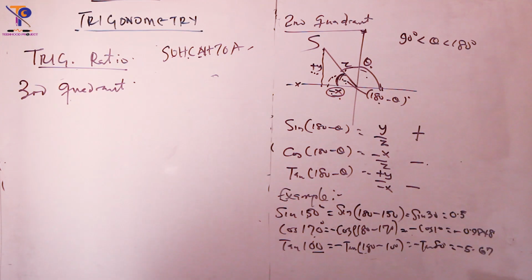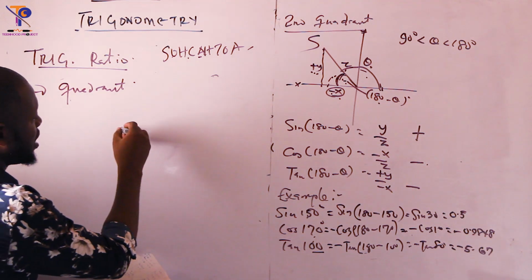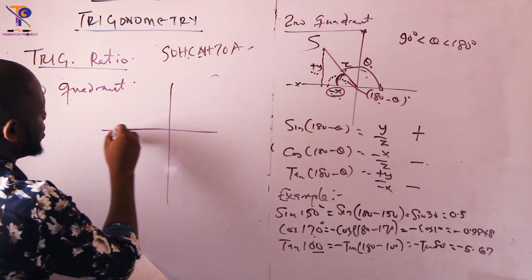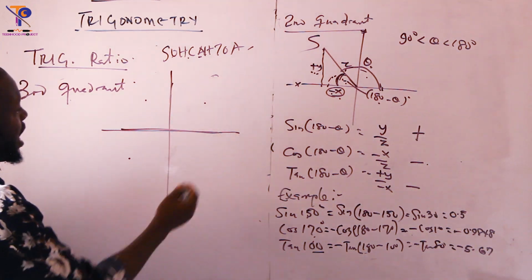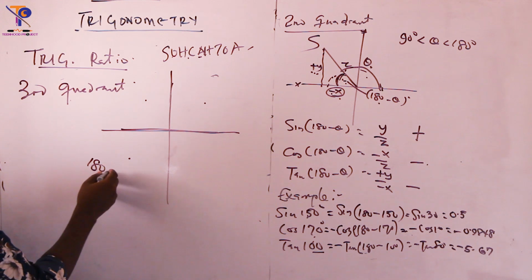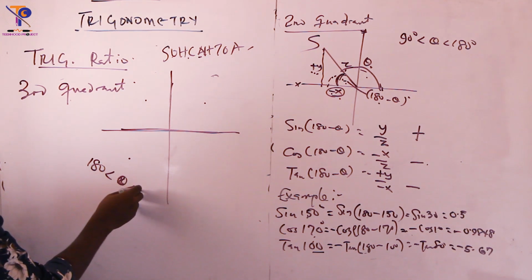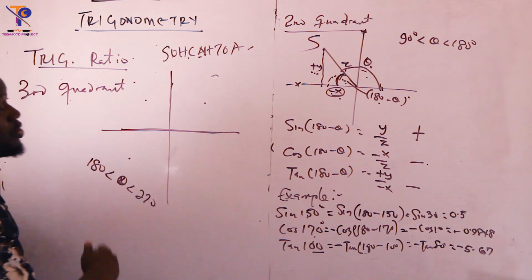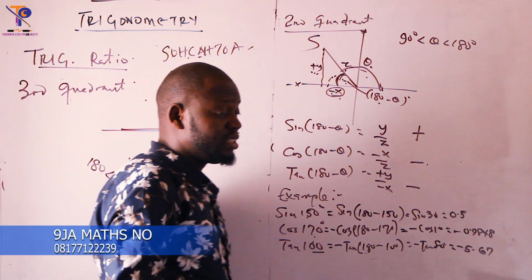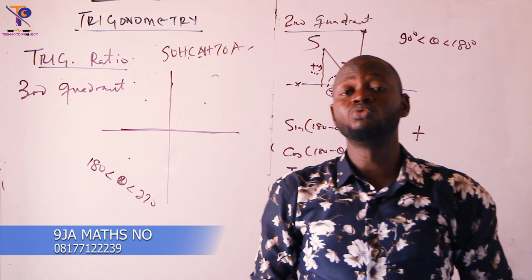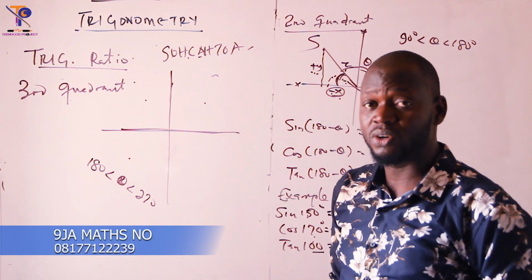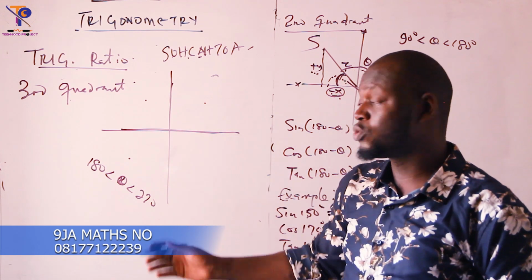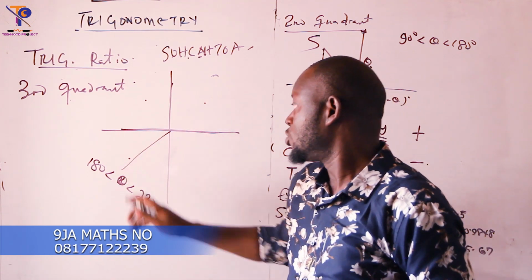Moving to the third quadrant now. So here on the third quadrant we have our value, and this is the first, second, and third. And the third is going to be 180 is less than theta, less than 270. So our values are 200, 250, 222, 192, 195, 350, sorry, 250. So these are the values. It falls here.